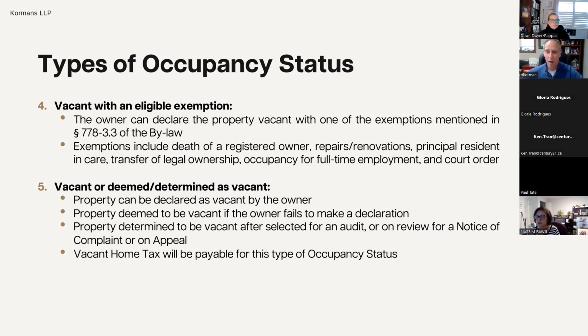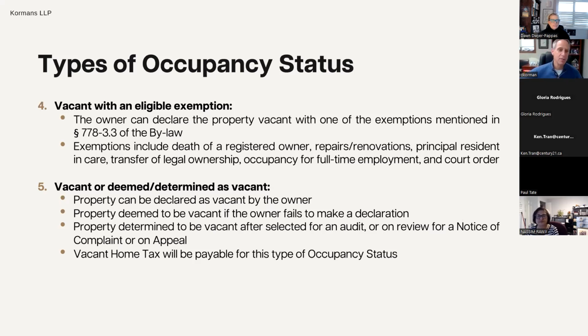And there's an appeal process, but everybody's going to get in the habit of filing their declaration by February 2nd. 100% of people have to file it. Okay. So a couple other categories to determine occupancy status.